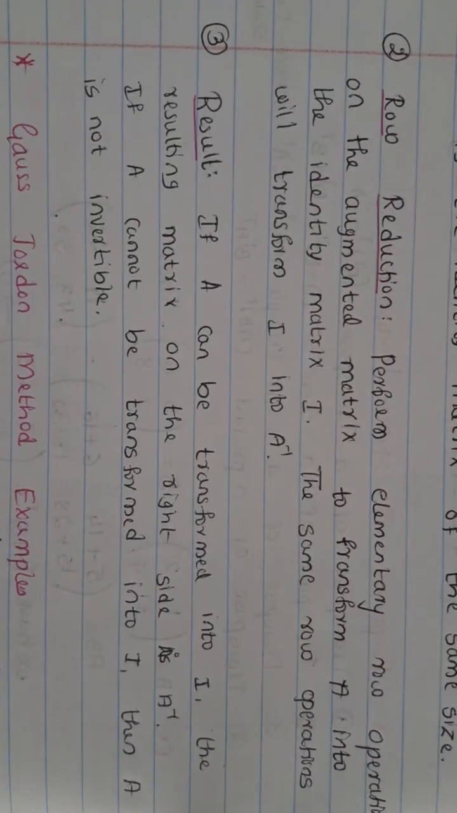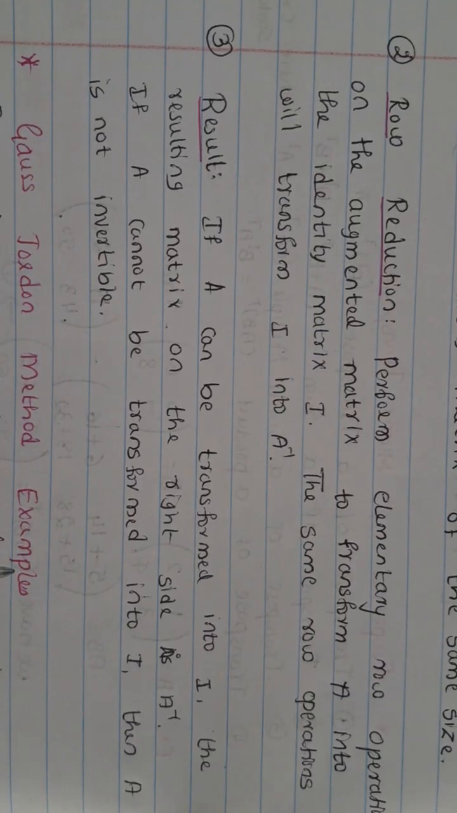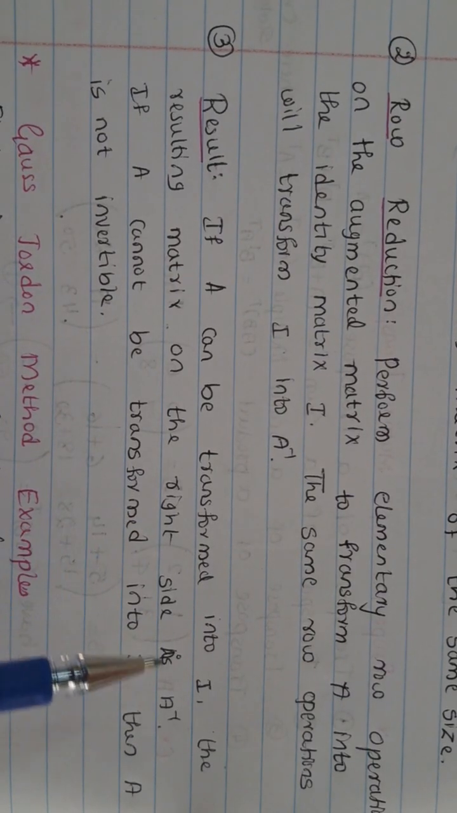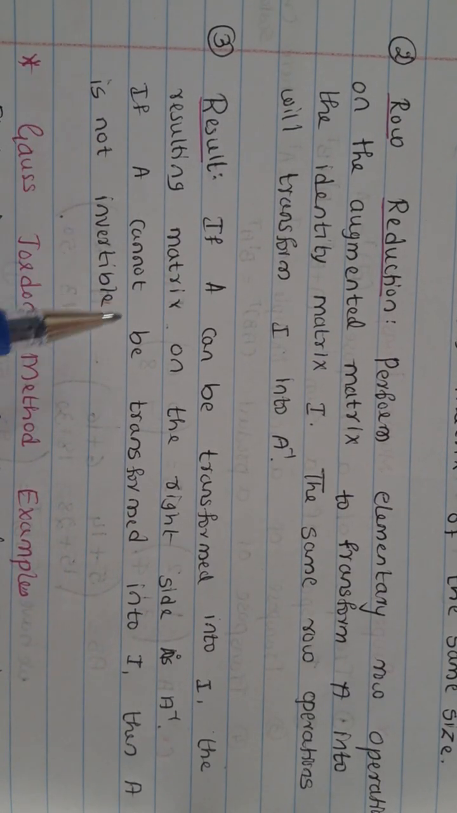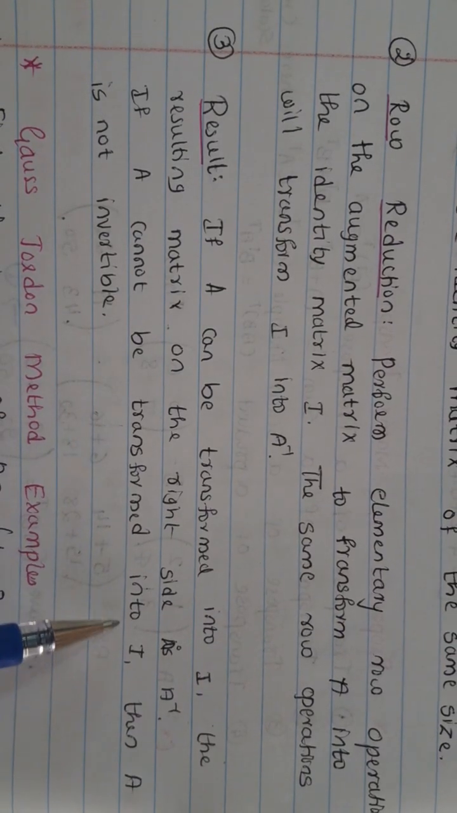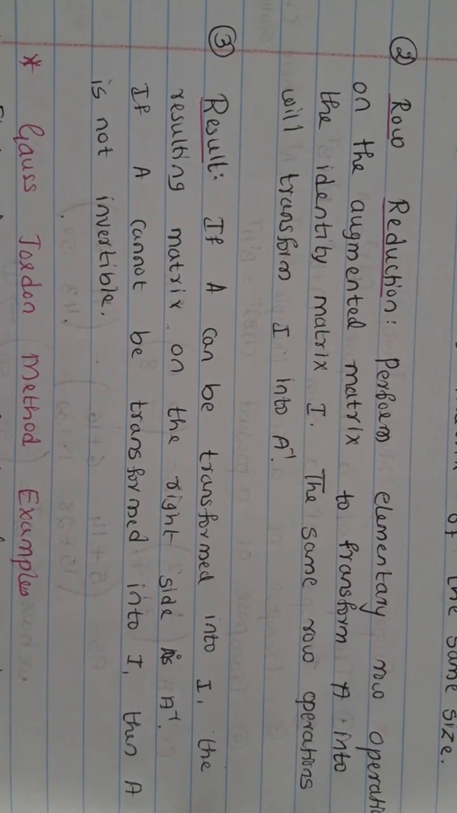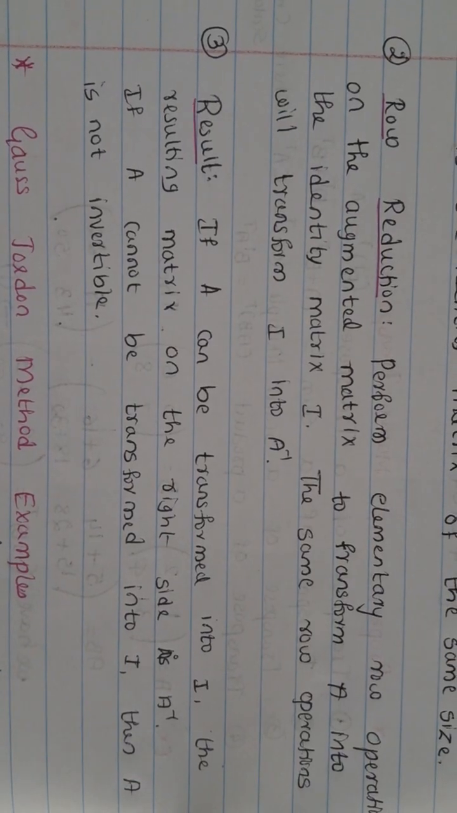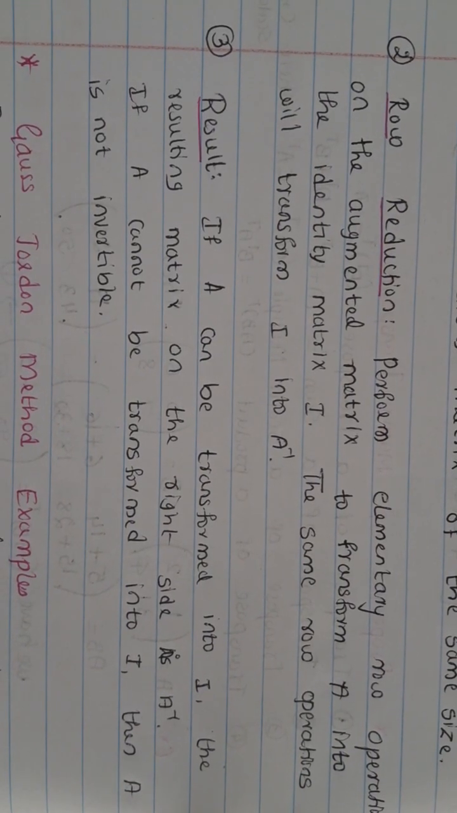So, the third step, as I told you: after doing all the row transformations, if A can be transformed into I, then the resulting matrix on the right hand side is your A inverse. If A cannot be transformed into I, then A is not invertible. That's a simple way we are going to understand it. So let me take now a simple example of a given matrix, and we will find the inverse of the given matrix. Alright, let's see how we do this matrix inversion step by step.